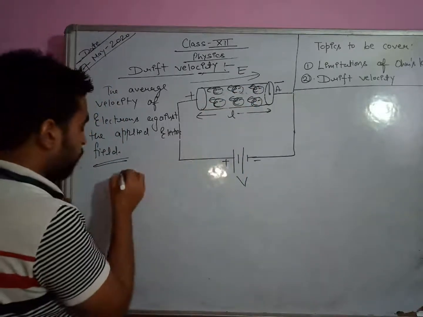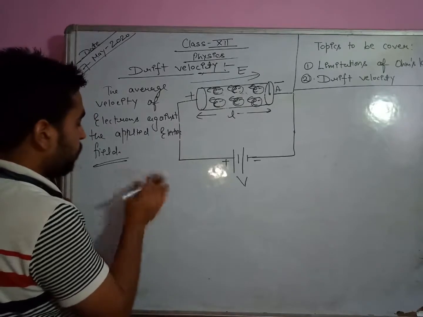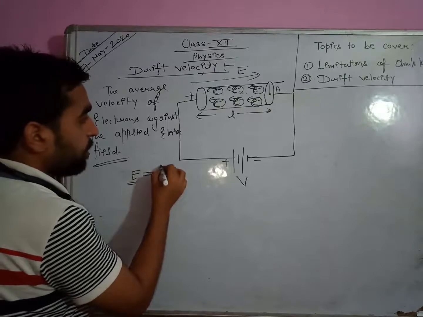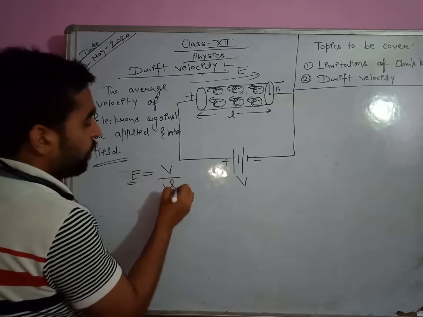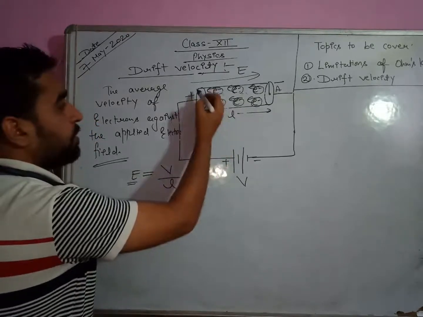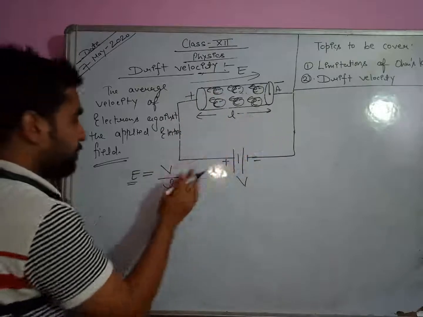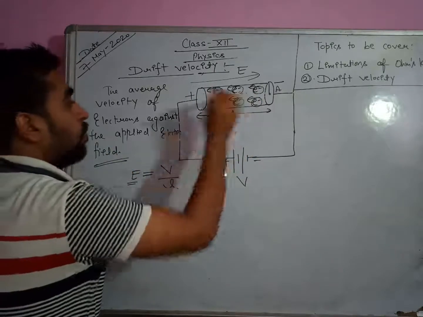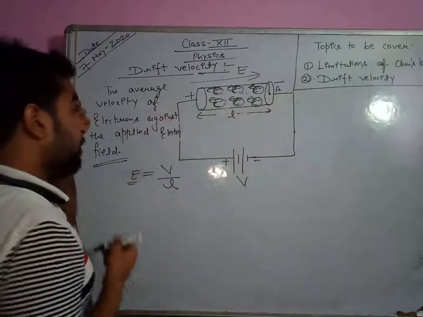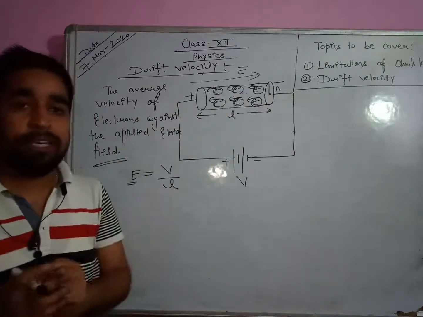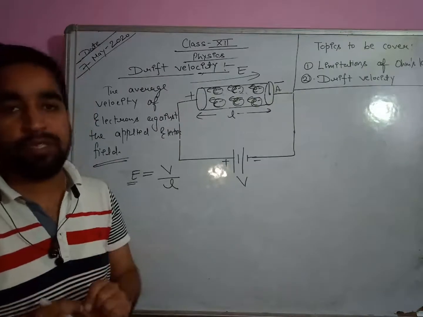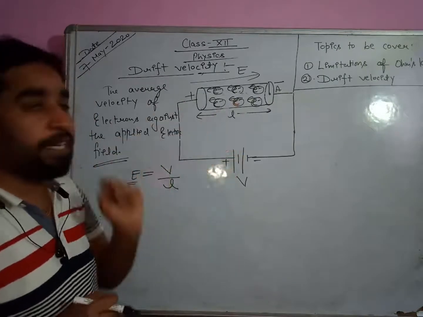We have studied one formula that E is equal to, what is the formula? Electric field is the negative potential gradient, so E is equal to V upon L. Potential is V, suppose, and length is L, so the electric field will be V upon L. Now, why are these electrons moving? Because when a charge is kept in an electric field, it experiences a force. What is the force experienced by this electron?